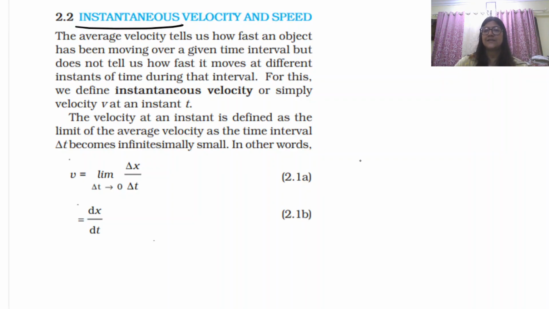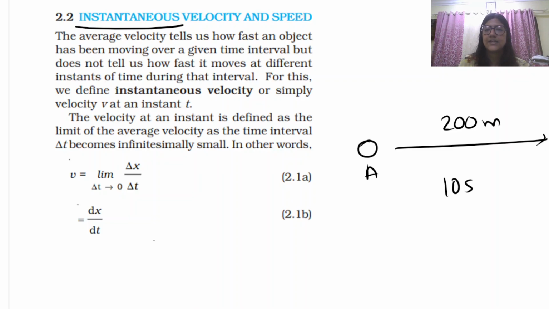Okay, now let's unpack this. Let's just take one object. We usually take a point object, but let me just draw a circle because a point is very small. So let's say this circle is moving in a straight line. Let's say it moved from point A to point B in a matter of say 10 seconds, and it travels a distance of 200 meters, right?